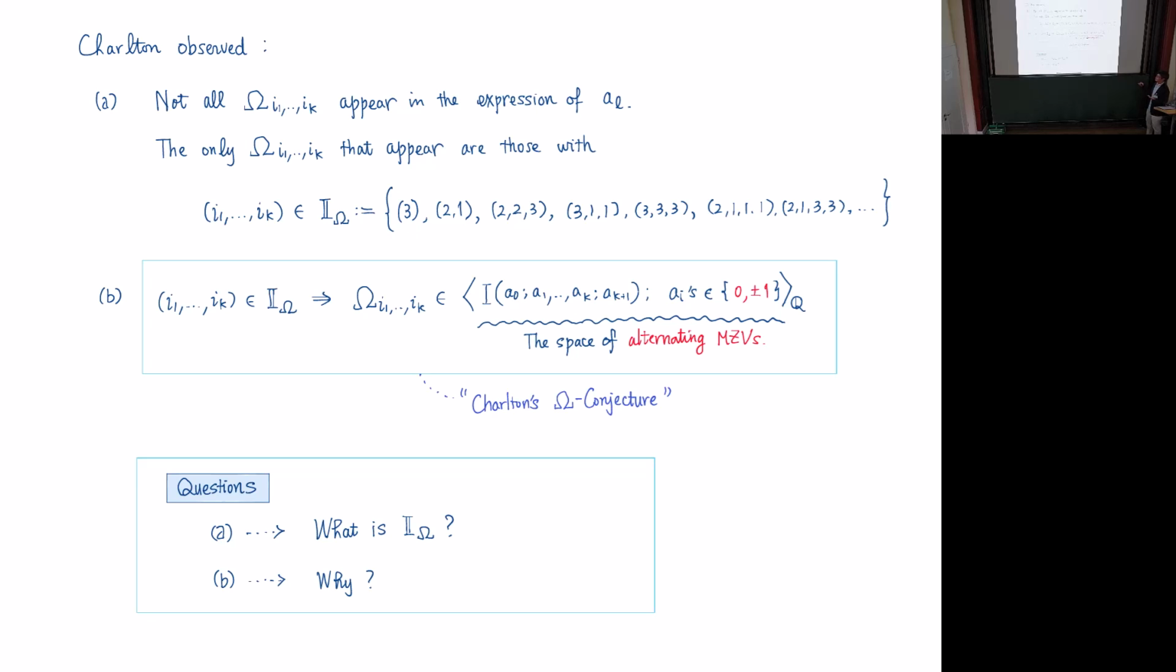And there are two questions. So what are those indices? Yeah, don't ask me. And why does this happen?